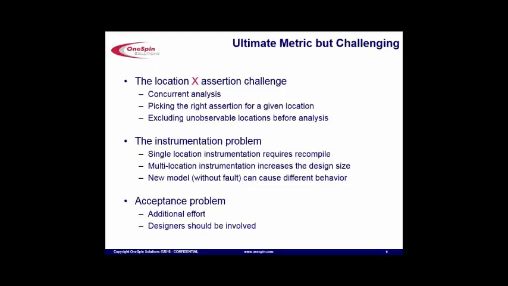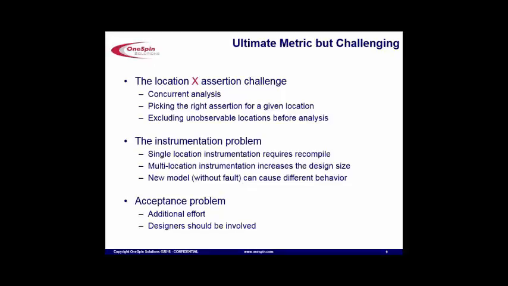You can also think of solving the problem by picking the right assertion for a given location. If that assertion fails, that location can be ticked. So you can speed up that analysis significantly by having heuristics for picking the right assertion and location pairs. And obviously, you should also exclude unobservable locations from the start. If a location is not in the cone of influence of an assertion, there's no point in analyzing it for this particular assertion.